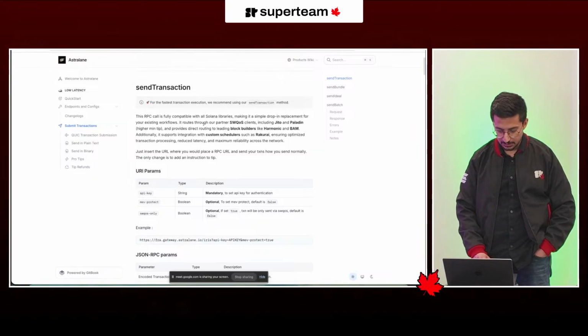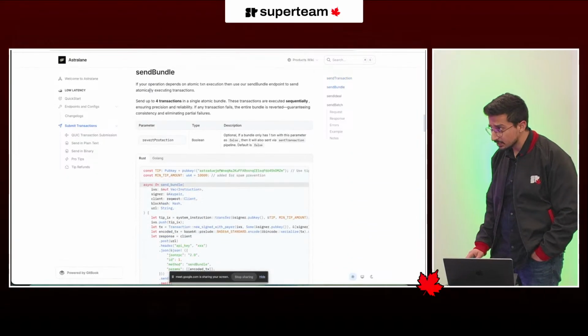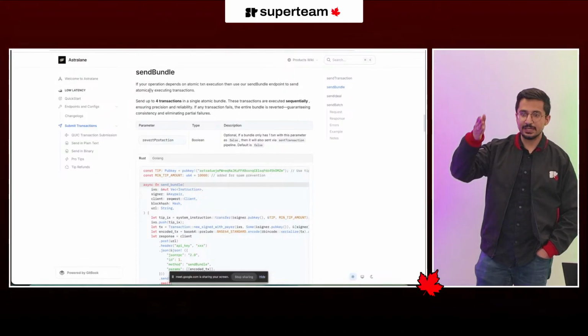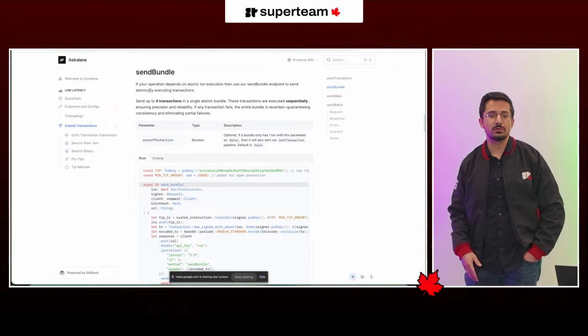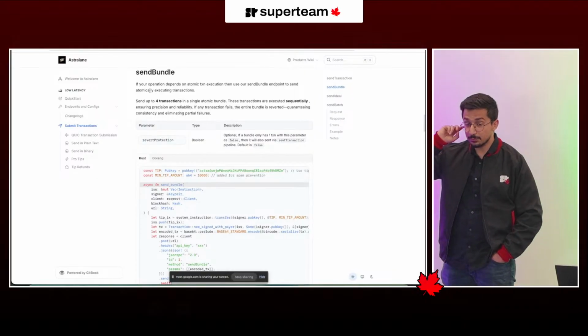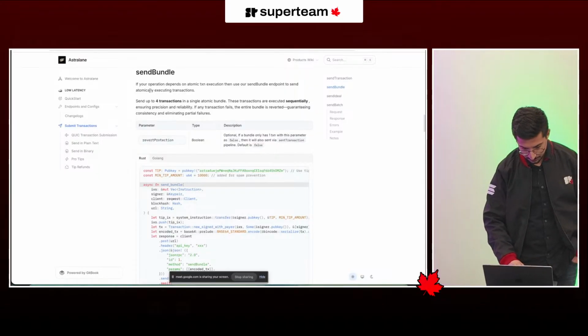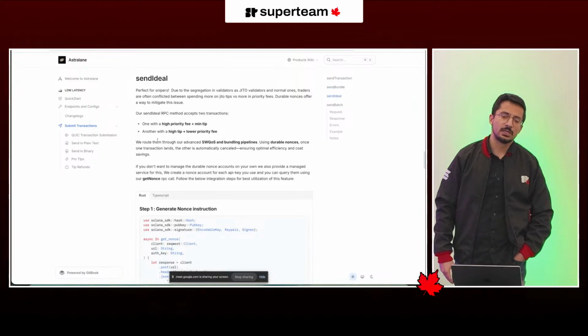Send transaction. This is our fastest execution endpoint. And then you have send bundle. Send bundle allows you to essentially bundle transactions, so it atomically executes 4 transactions which you can put. It uses Jito, Harmonic and multiple other routes to make that happen. What would be the advantage of doing bundle?